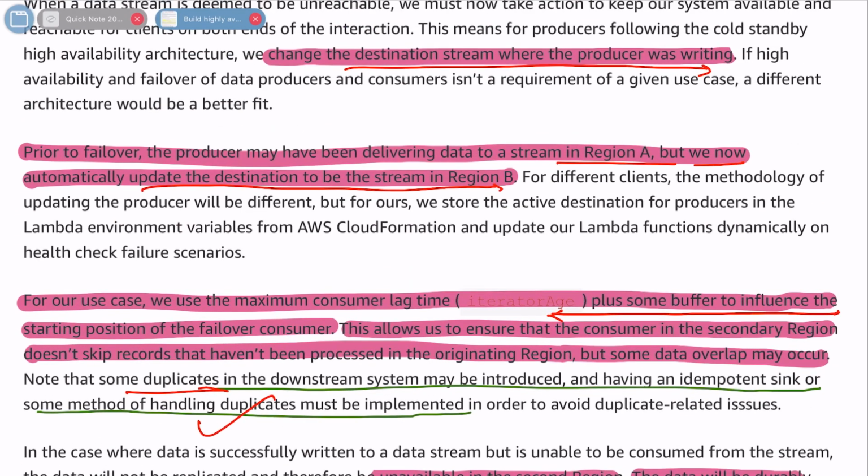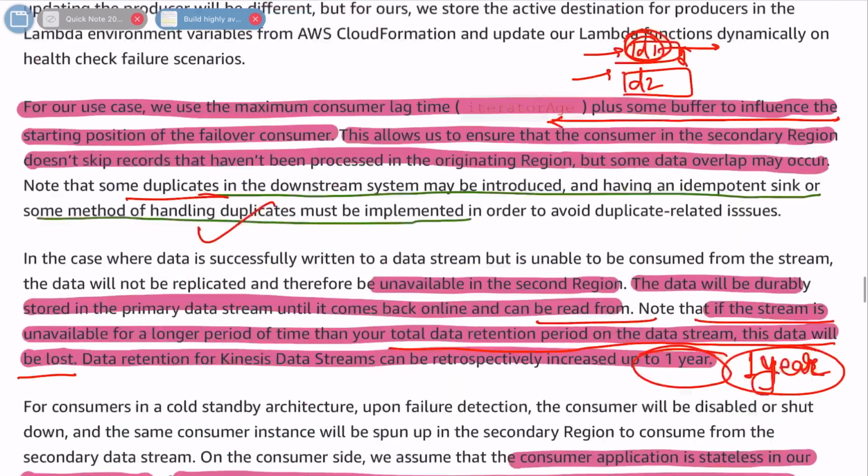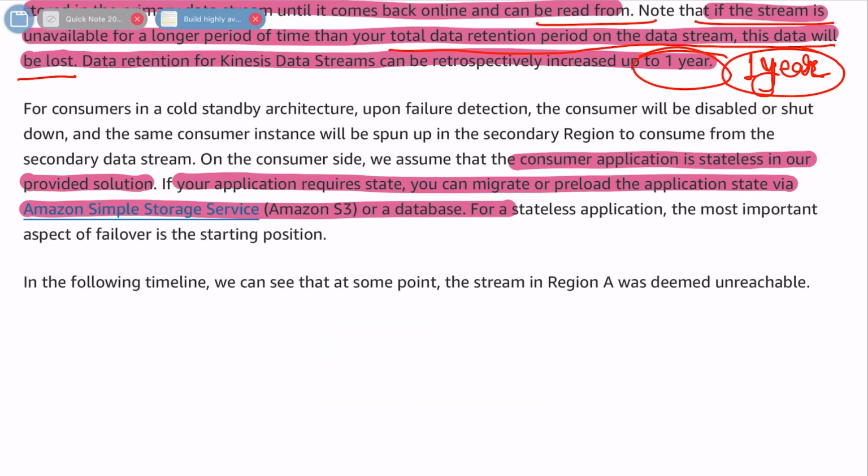a use case where you have some data here D1 and you have some data D2. And this is the replication going on in between. There was some data which we missed in here, and let's say this Kinesis data stream does not come back online for more than 1 year, then we have an issue. There might be some scenarios with data loss.